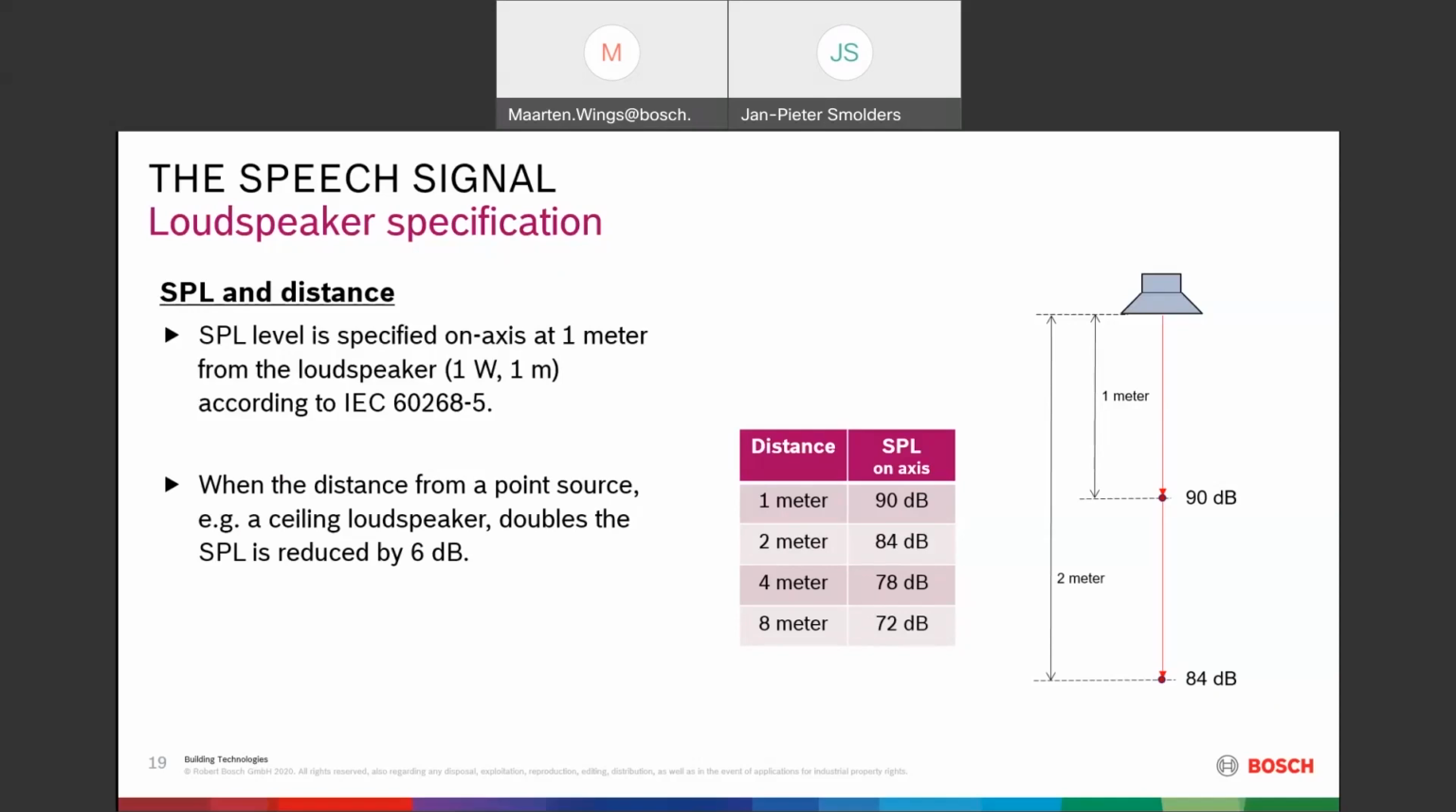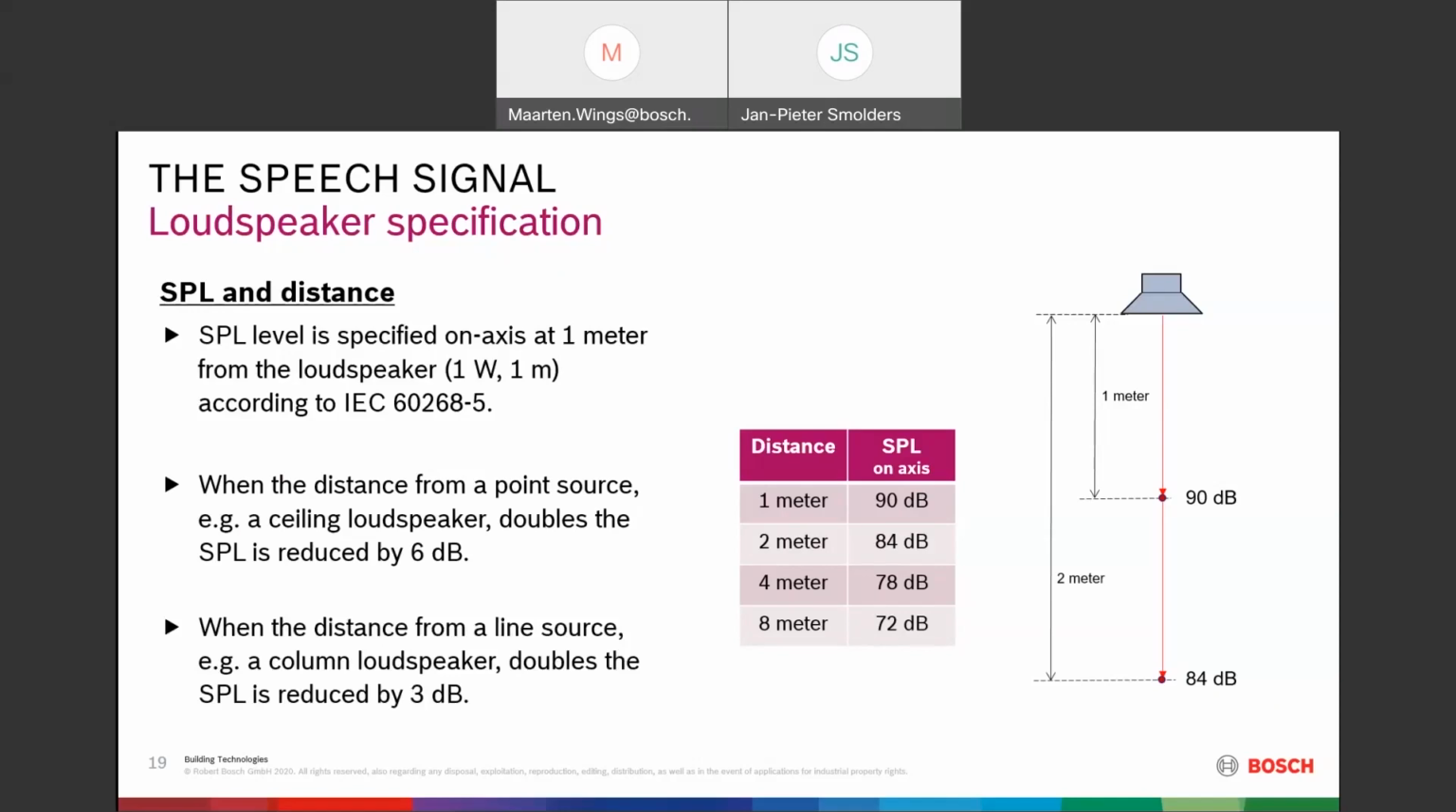Now for a line source, a column loudspeaker, this is different. When you double the distance from a line source, the sound pressure level will be reduced by only 3 dB. This is important to know when we look at the noise levels and sound pressure levels from a loudspeaker. You have to understand that this will be the result if you move away from a loudspeaker. If it's high up in the ceiling, for instance, you have to know what the distance is, and then you can determine the sound pressure level on the listening plane.